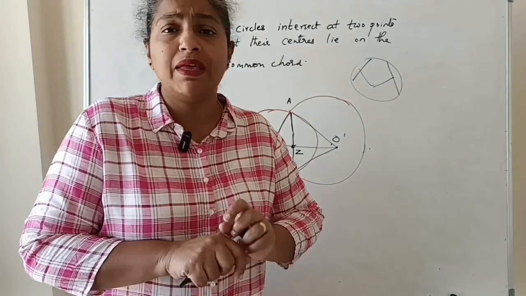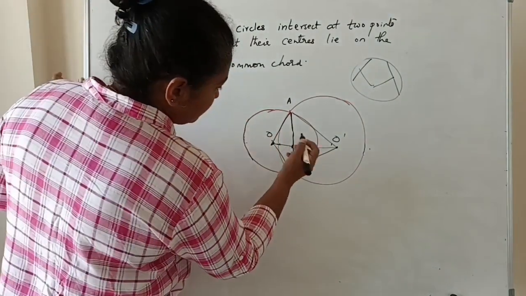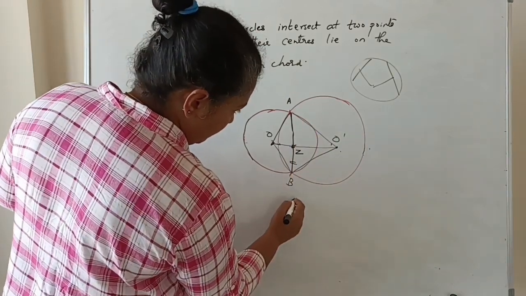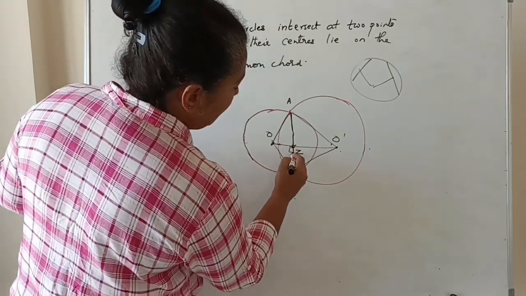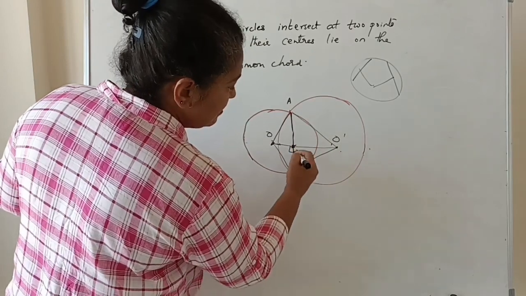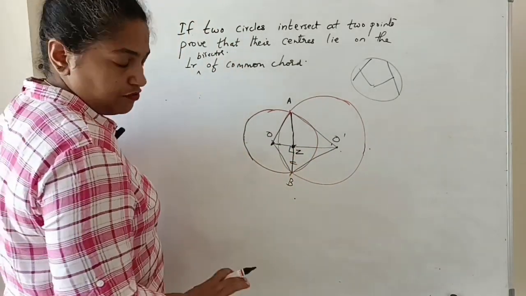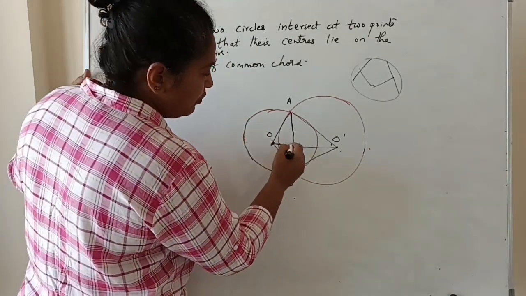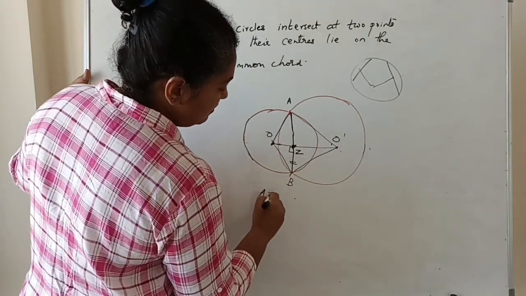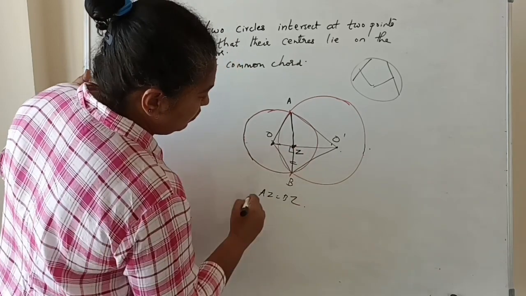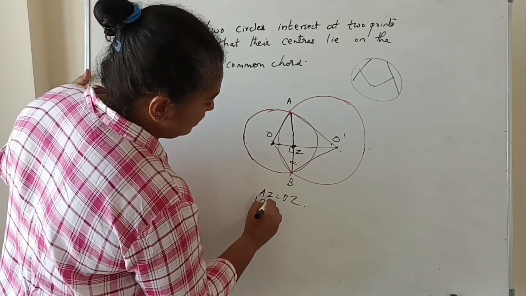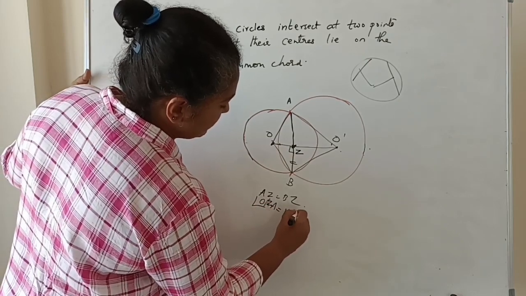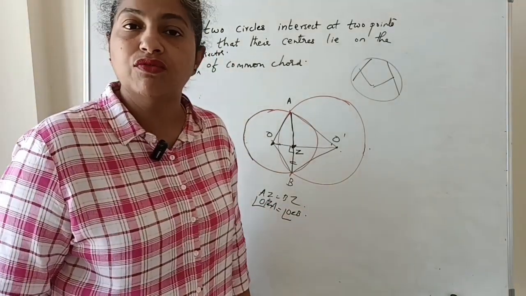We are going to do it by basic congruence. If I need to prove O dash is the perpendicular bisector of AB, I need to show that this angle is 90 degrees and AZ is equal to BZ. Fine. O dash is dividing AB at an angle of 90 degrees at the point Z as AZ is equal to BZ, and also angle OZA is equal to angle OZB. That is what we need to prove.